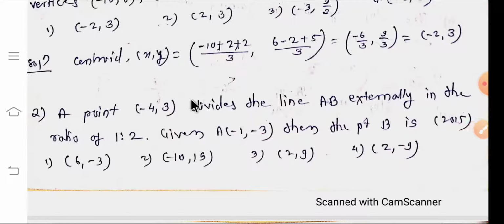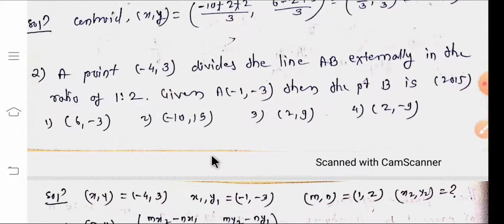The next example: the point (minus 4, 3) divides the line AB externally in the ratio 1:2, given A is (minus 1, minus 3). Then the point B is, where m and n are given. The options are (6, minus 3), (minus 10, 15), (2, 9) and (2, minus 9). So we apply the formula for a point dividing a given line externally.